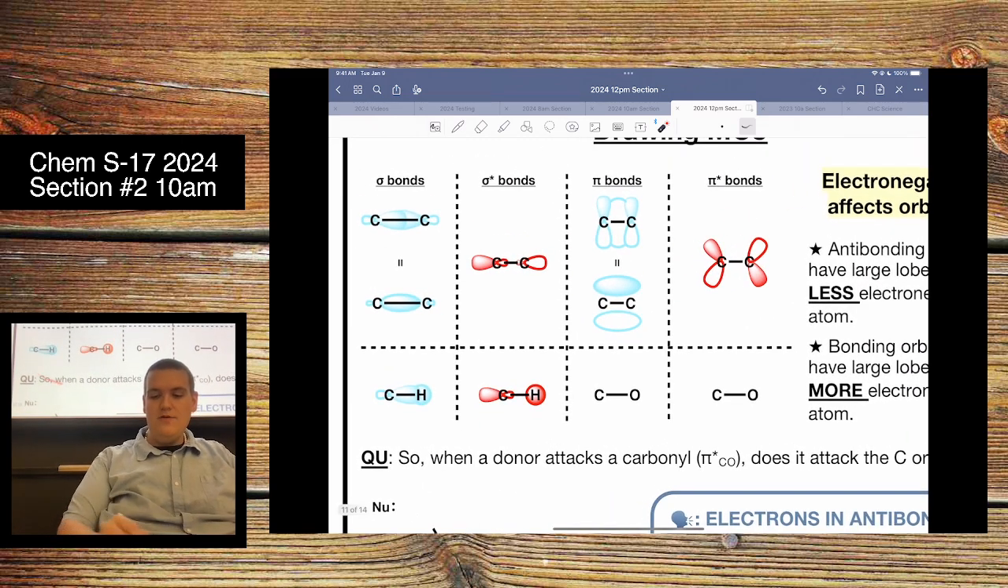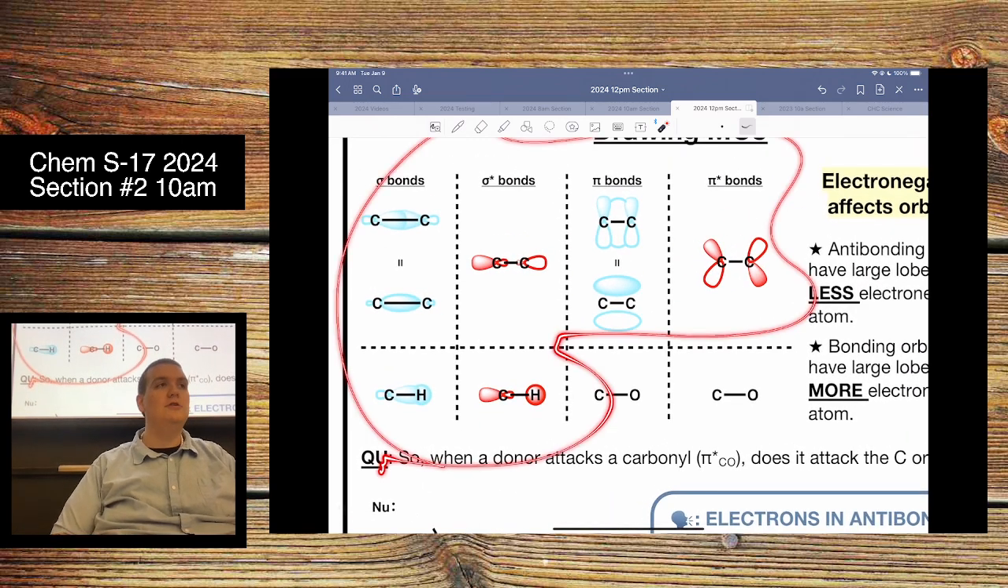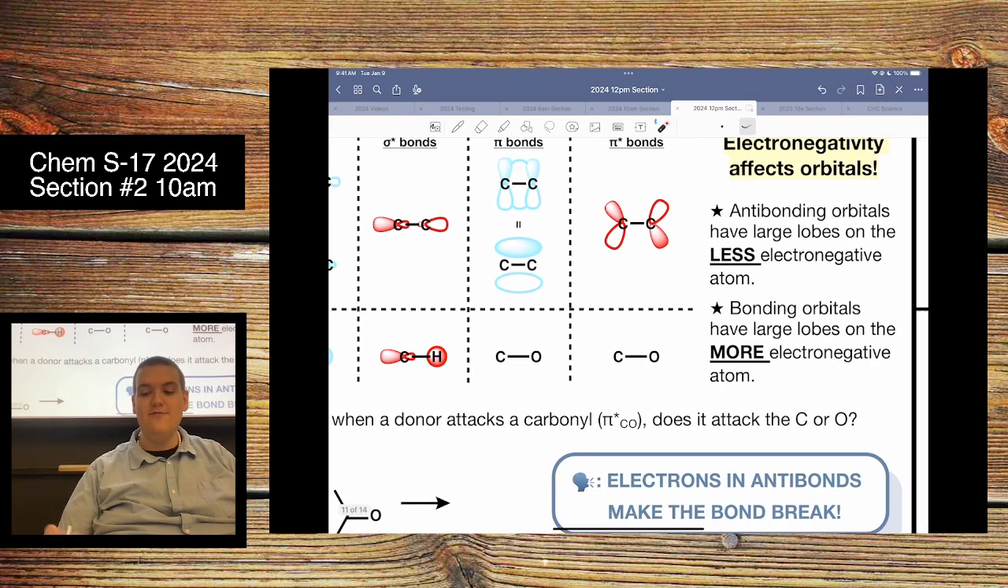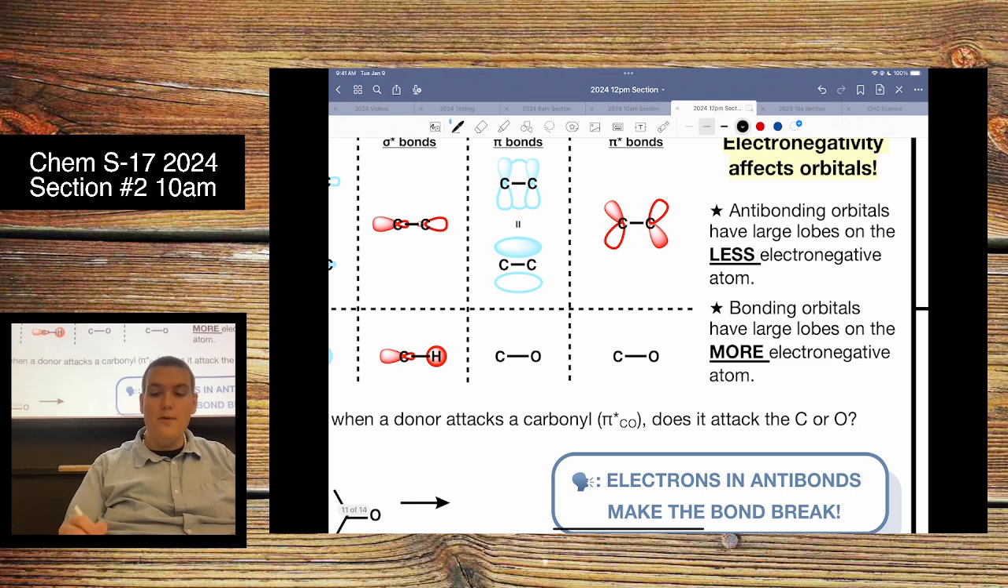I gave you most of these, but I want to talk about how to draw the antibonding and bonding orbitals when your two atoms have a different electronegativity. So here, carbon-carbon, they have the same electronegativity, so they're going to be the same size orbitals. But when they have different electronegativities, on the bonding orbital, you're going to have larger lobes on the more electronegative element and smaller lobes on the less electronegative element.